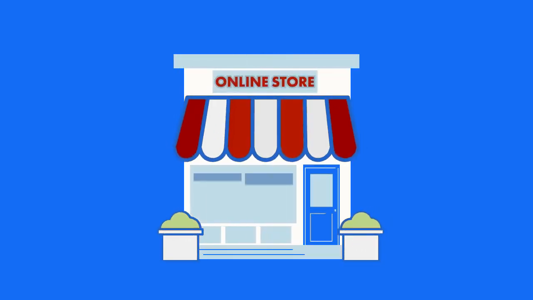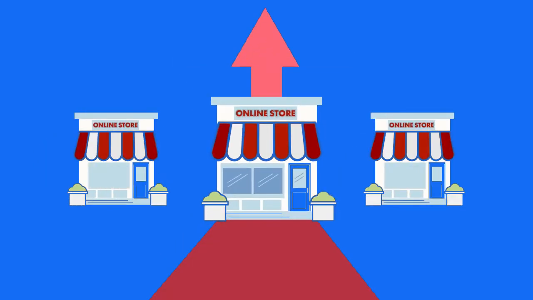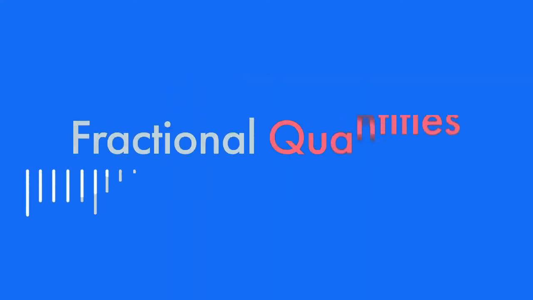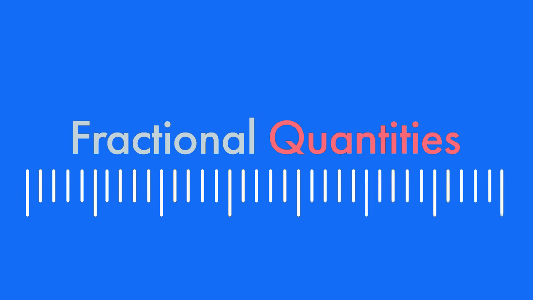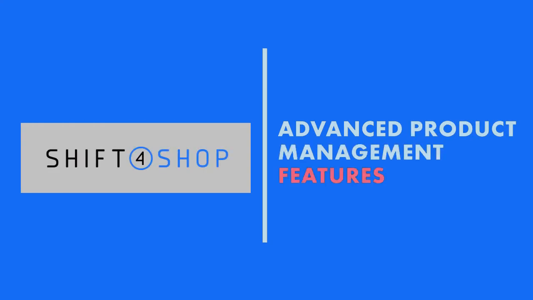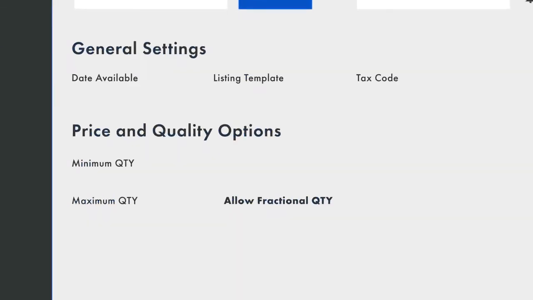Not every e-commerce business is the same, and some online stores rely on selling their products in partial quantities rather than whole units. When fractional quantities are needed for products like fabrics, cooking ingredients, construction materials, and similar, you can count on Shift4Shop advanced product management features. Setting these up in Shift4Shop couldn't be easier.